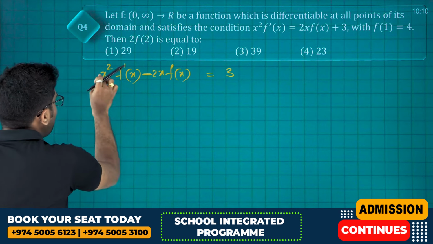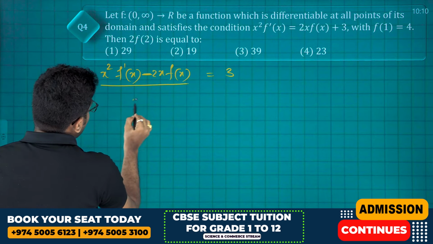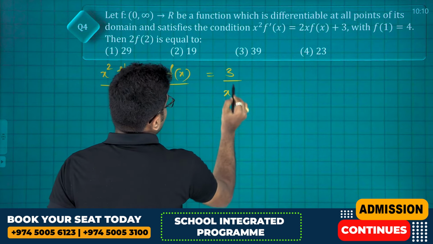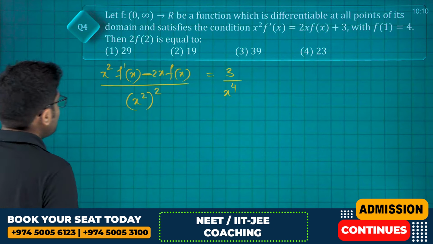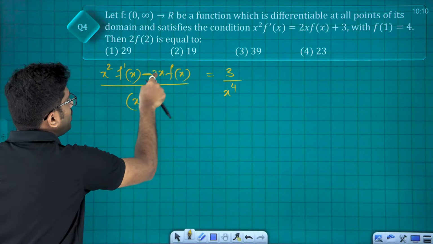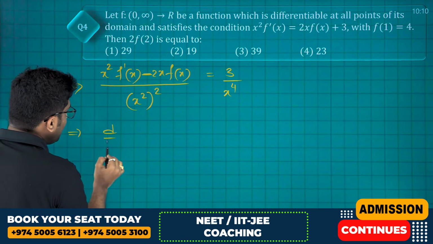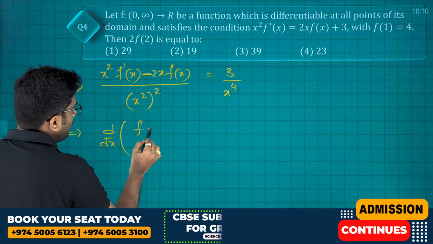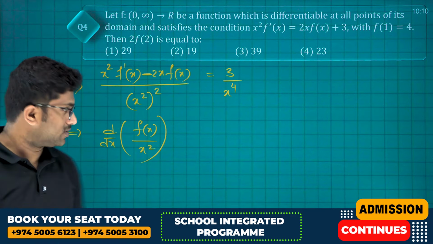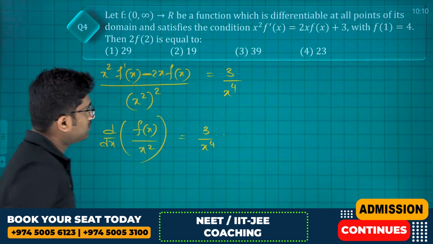For quotient rule, v u dash minus u into v dash, denominator we need generally v square, so that is x square whole square. Divide both sides with x power 4, friends. Now see this, this is like v square denominator, v into u dash minus u into v dash. Okay, so this is clearly d by dx of f of x by x square. d by dx of f of x by x square is equal to 3 by x power 4.